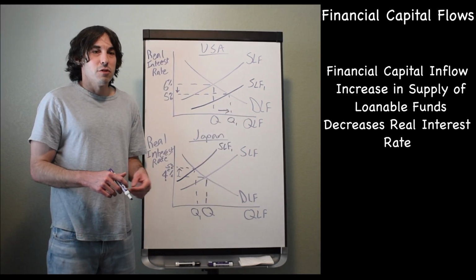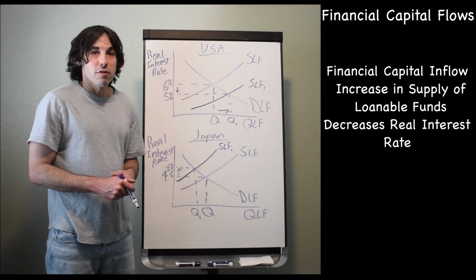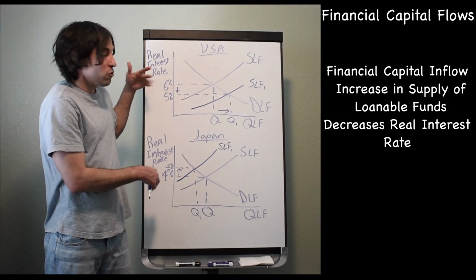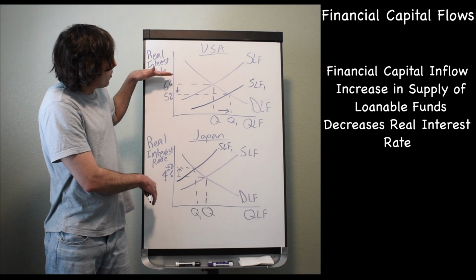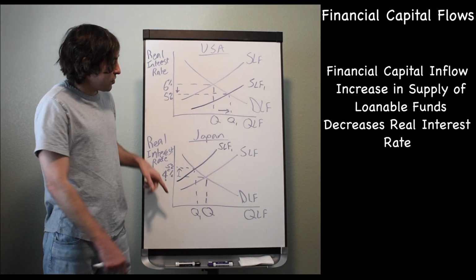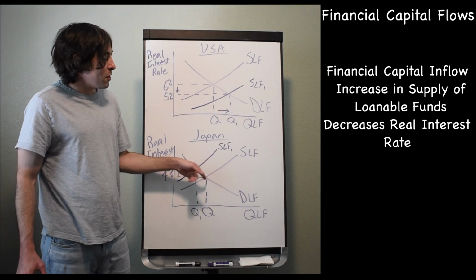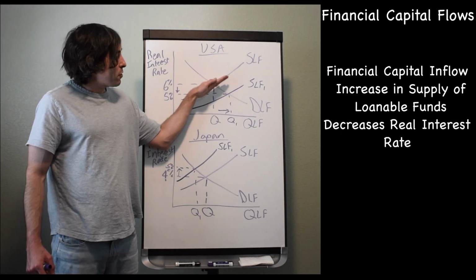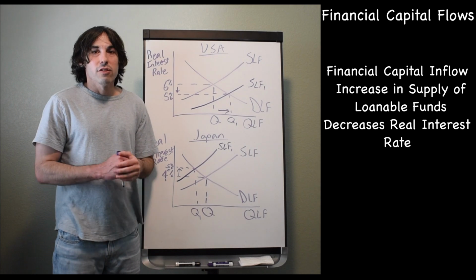Because of the relationship between the real interest rate and financial capital flows, if there is a difference in the real interest rate between two countries that trade openly, then we'll see them start to move towards each other as financial capital outflow leaves the country with the lower real interest rate and causes financial capital inflow in the country with the higher real interest rate.